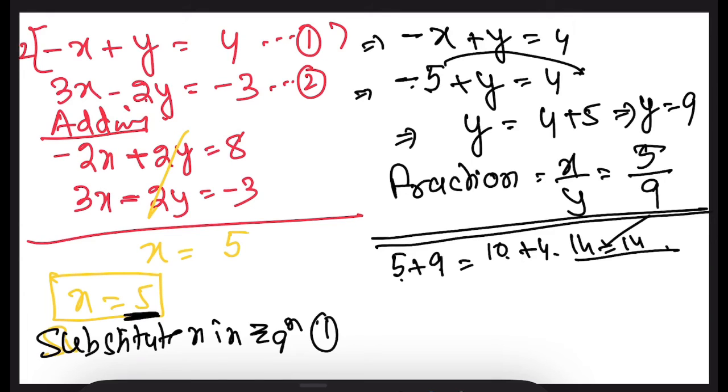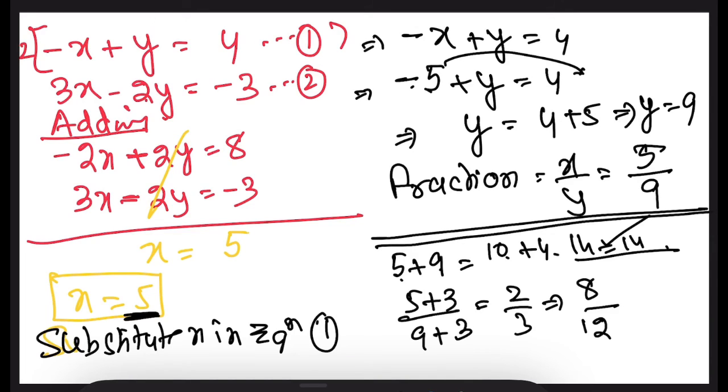Then second is if the numerator and denominator are increased by 3. Our denominator is 9, increased by 3, then they become what ratio? 2:3 ratio. Now 5 plus 3 is 8 upon 9 plus 3 is 12. So 4 twos are 8, 4 threes are 12. So the ratio is 2:3. So our answer is correct. Okay, now let's see the next question.